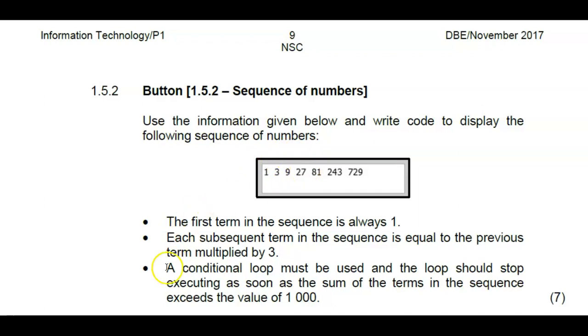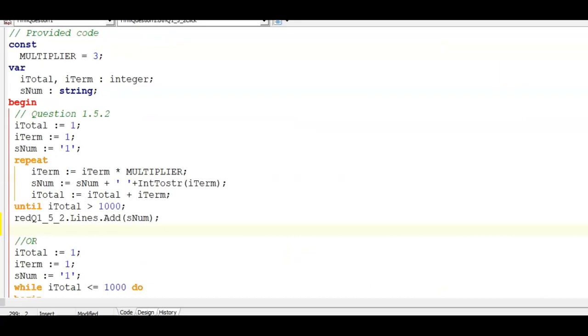What is important is that you have to use a conditional loop as per the question, and that the loop should stop when the sum of the terms in the sequence exceeds the value of 1000. So have a look at my solution so that you're sure you use the correct code. Another constant was provided. That was my multiplier with 3, so make sure that you make use of it.